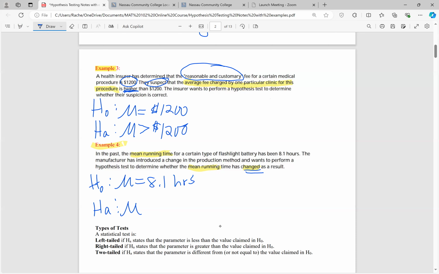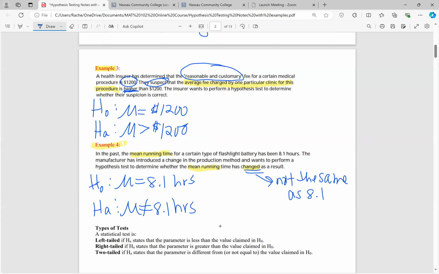Now, changed doesn't necessarily mean higher or lower. It just means that it's not the same as 8.1, right? So changed means not the same as 8.1. So a way to write that in symbols is not equal to. So the alternative would be that the mean running time is not the same as 8.1 hours. It's changed, in other words.